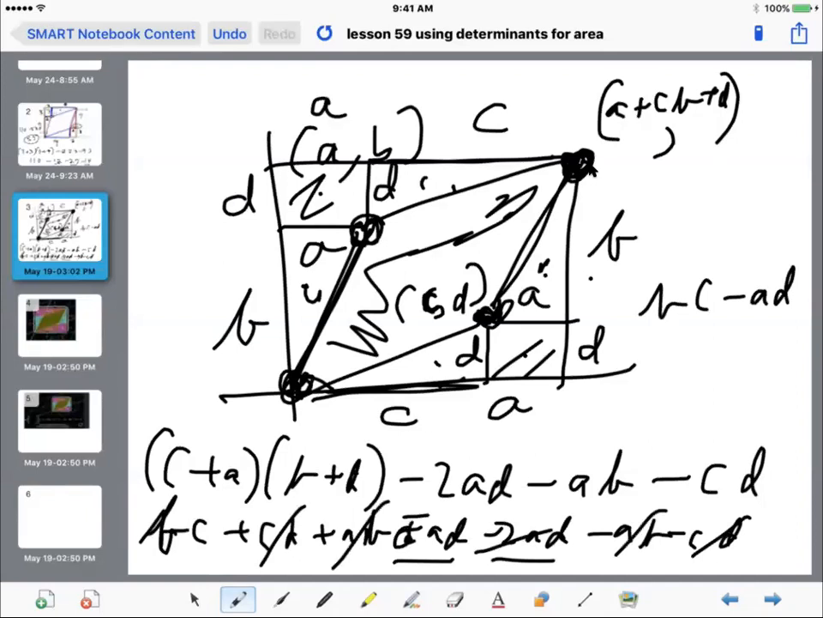Where have we seen that before? Maybe if I rewrite it as AD minus BC, then we'll really have seen it before. Where have we seen that? Yes, the determinant.